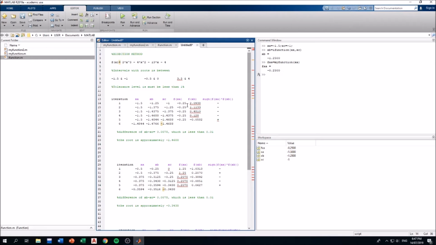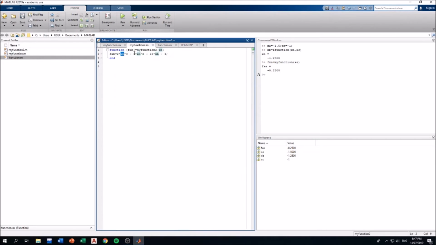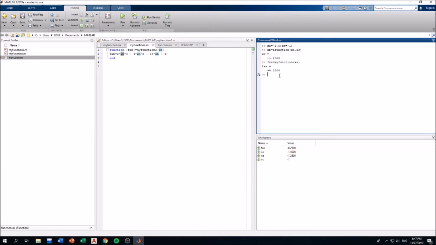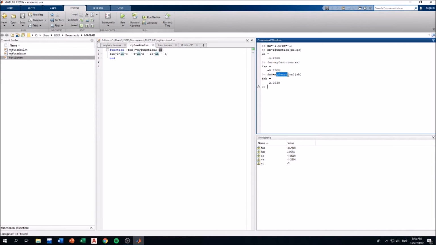Now we move on to f of x sub b. We'll also make use of the formula and the value we computed for the middle term, which is negative 1.25, and f of x sub b, my function 2 x sub b. The value of x sub b will be inputted into the formula, which will result in 2.093.